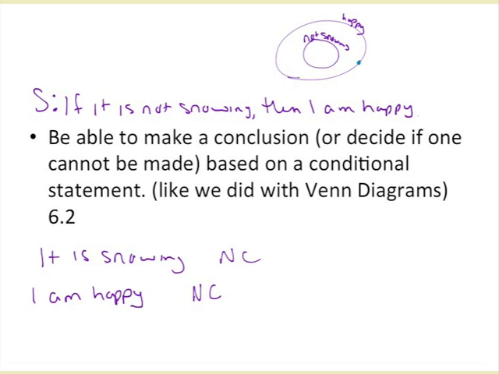Is it in the happy circle because it's not snowing, or am I just happy? Okay. So no conclusion there. It's within the big circle, but I don't know if it's in the little circle or not. So if it's on the other side between the two, there's no conclusion. Happy. It is not snowing. I'm happy.